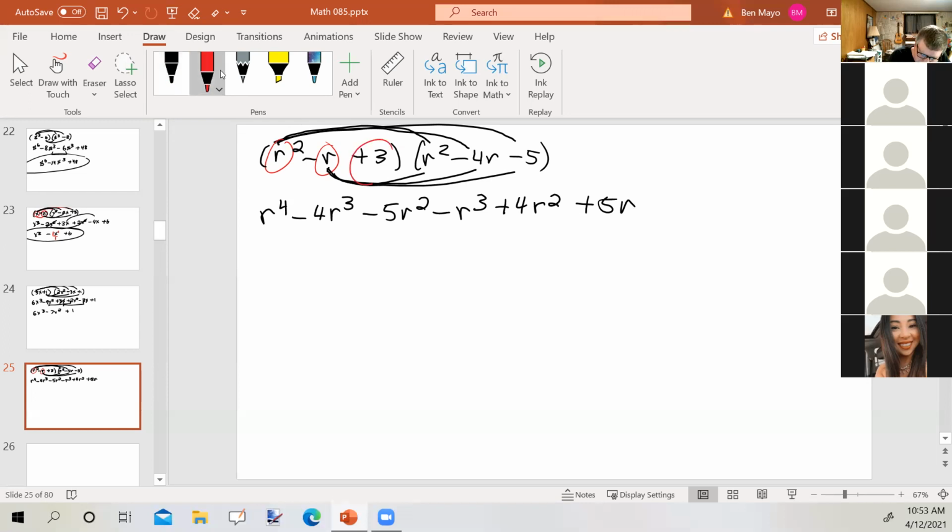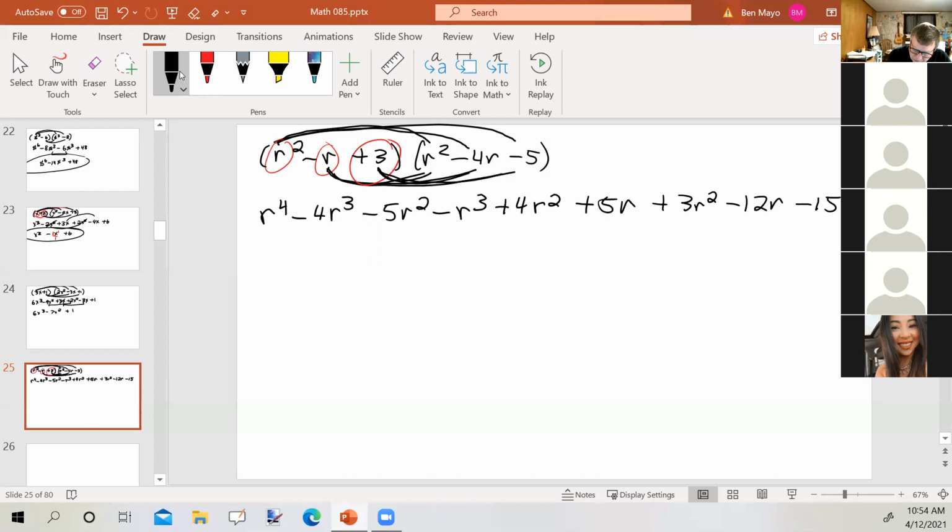And we're going to move over to the next term. 3 times r squared is plus 3r squared. 3 times minus 4r is minus 12r. 3 times minus 5 is minus 15.